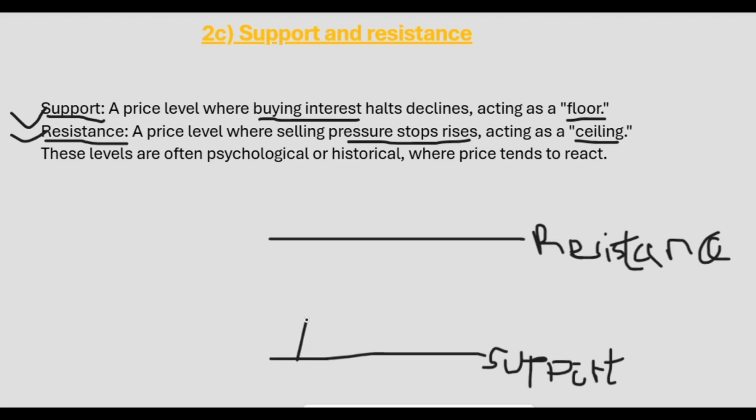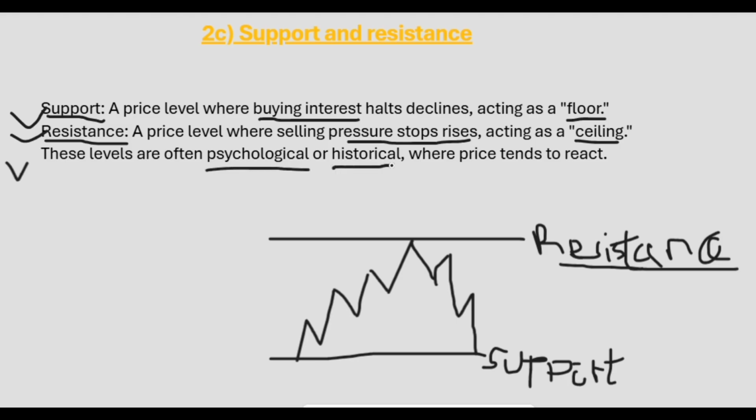Higher highs, higher lows, higher highs, higher lows, higher highs, higher lows, to the resistance. A resistance is a price level where selling pressure stops a rise. This is where sellers come in, and this resistance acts as a ceiling. So sellers come in to make lower lows, lower highs, lower lows, lower highs, and lower lows to the support zone. These levels are often psychological or historical. That's why we say market structure is about history, where price tends to react. Price will create the same reaction at support and resistance levels.